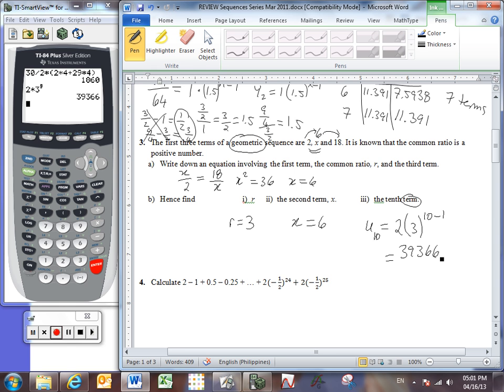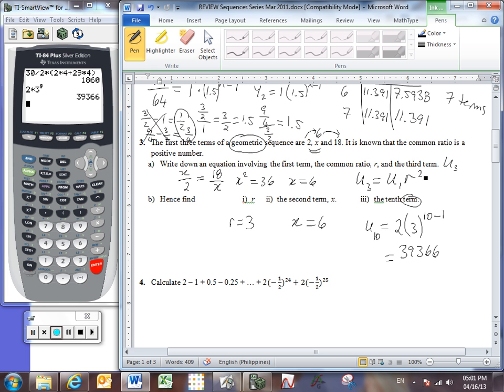Alright, but let's go back to part A, because I actually didn't solve it. So all I did was find out what the x was, so I could figure out the common ratio was 3. But let's actually write down an equation involving the first term, the common ratio r, and the third term. The third term we know is u3. So what do I know about the third term of a geometric sequence? So it's equal to u1 times r squared.